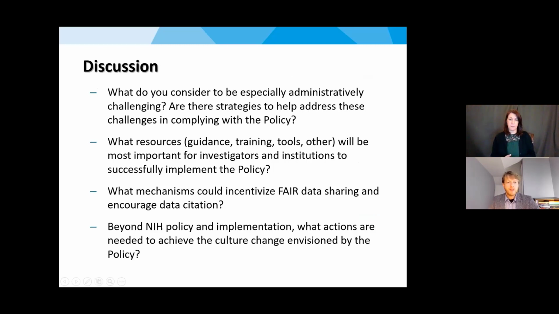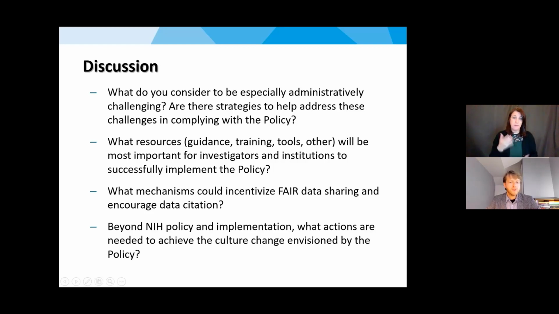So I think there's a number of questions that we're thinking about, and we're always interested in people's interpretations and what they're concerned about and what they're thinking about. So in particular, what we really want to understand is whether there are parts of the policy or parts of the current data sharing landscape at NIH that you find to be especially administratively challenging, and whether you're aware of strategies to help address these challenges.